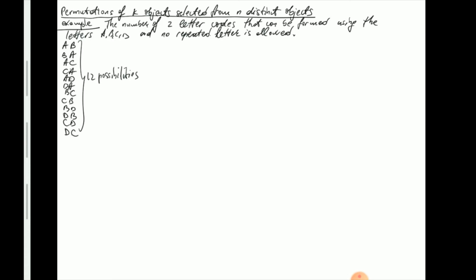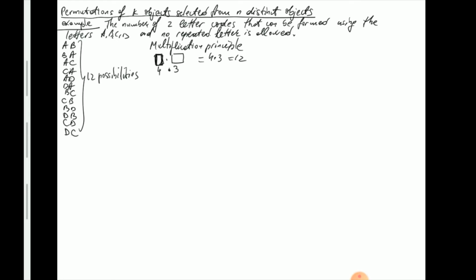Now, how do we actually do this in general? How do I actually figure out how to do this? Well, this is basically an application of the multiplication principle. Right, so if I want to form 2 letter codes, I have 2 slots, and we actually did some problems like this before when we learned the multiplication principle. So for the first slot, we have 4 possibilities, 4 letters, and then of course for the second slot we have 3 possibilities. So in total we have 4 times 3, which is 12 in this case.